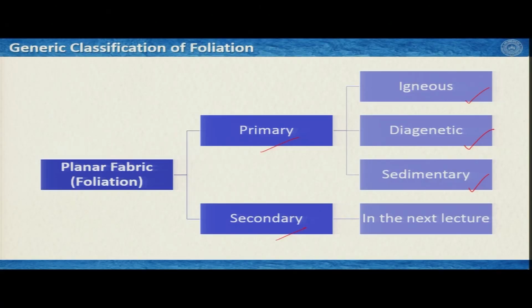Now, in the context of studying structural geology, these igneous and diagenetic foliations are not that important. However, I have a couple of slides to give you an essence of how they look, what their appearance is. But sedimentary primary foliations are important in studying structural geology, particularly in low grade rocks. And we will of course learn the secondary foliations in the next lecture and their classifications. So, let us have a look at these igneous, diagenetic and sedimentary foliations.